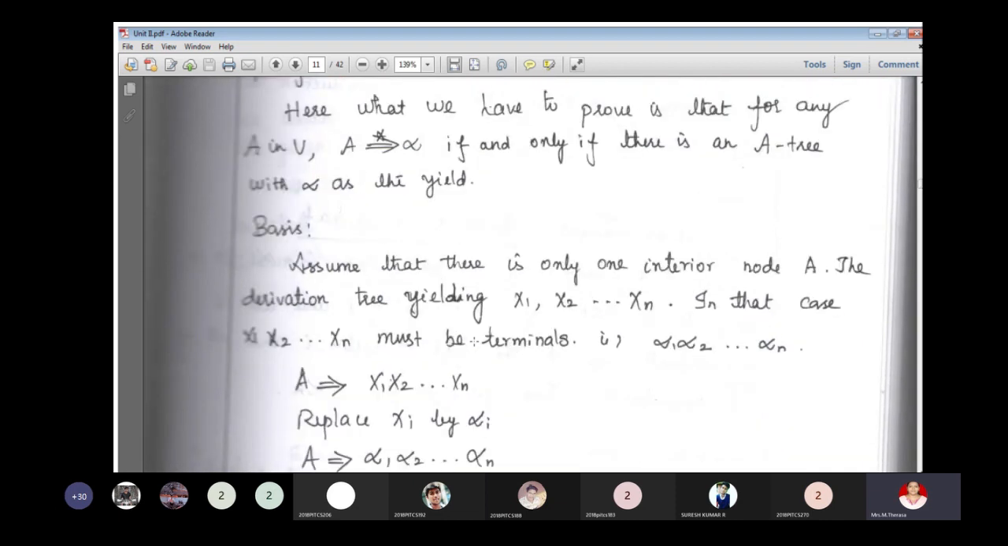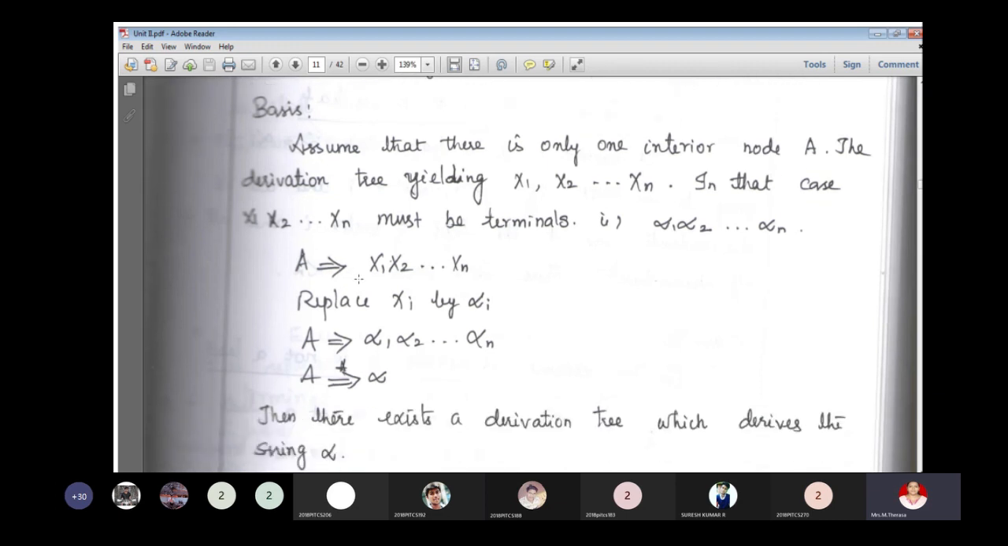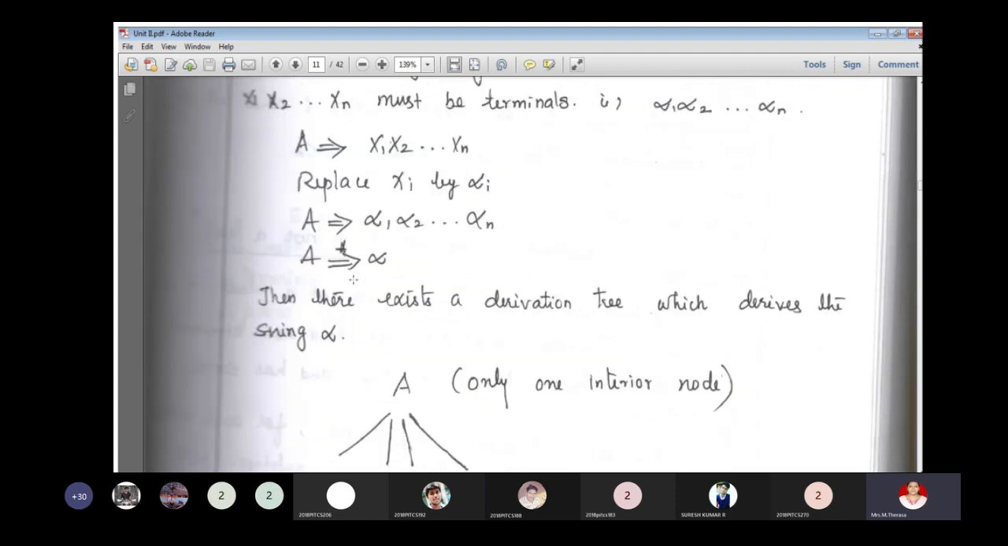Okay, first we'll see the basis step. Assume that there is only one interior node A. The derivation tree yields x1, x2 and so on, xn. In that case, x1, x2, xn must be terminals. Suppose you have only one interior node and it has some children labeled x1, x2 and so on, and these should be terminals. So this x1, x2, xn can be written like alpha 1, alpha 2 and so on; in general we can write it like alpha. So it is proved in the basis case.